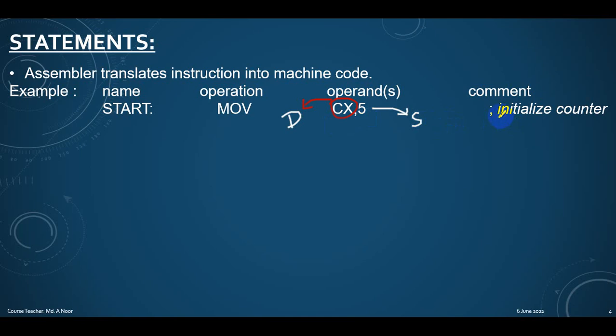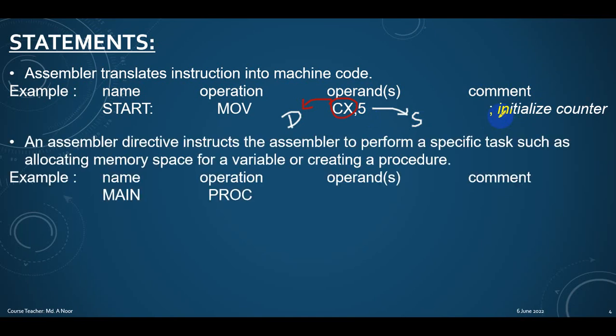So let's go one by one. An assembler directive instructs the assembler to perform a specific task, such as allocating memory space for a variable or creating a procedure. Now, look over here. This is proc. When you write an assembly language program, not all the instructions we write are instructions of the CPU. Sometimes you give instructions to the assembler, how to handle your program. So proc is one such instruction to the assembler, called a pseudo-op.